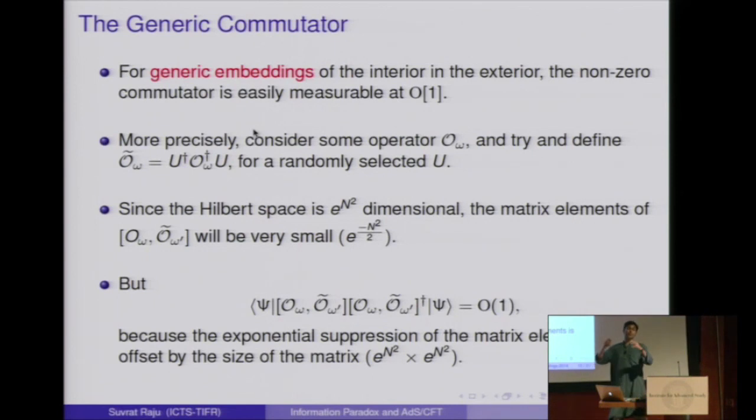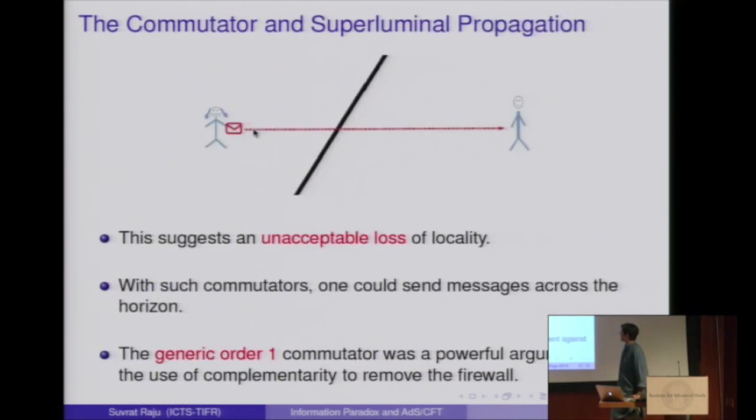However, the catch is that these matrices that you're considering are very large. And therefore, if you consider in some typical state the square of this commutator, not just the expectation value of the commutator, but the square of the commutator, this is typically some order 1 quantity. Okay? And that is actually a problem. The reason that is a problem is that if it were true that quantum fields inside had some order 1 commutator with quantum fields outside, then these two friends who live across the horizon could send messages to each other.